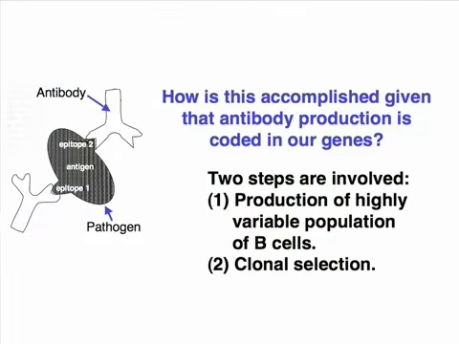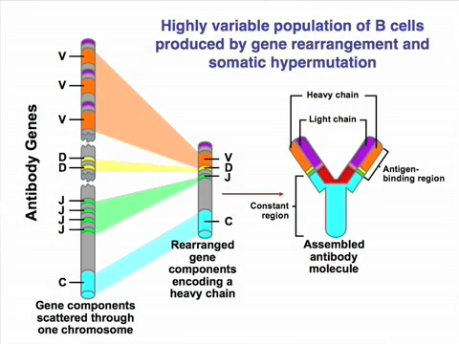So the way this is done is by producing, through a process of genetic recombination and mutation, a population of B cells in our bodies that are highly variable, and then choosing among that highly variable population those that are a better fit against particular pathogens. And I'm going to show you how this happens. Our B cells, which produce these antibodies, have in their genome the sequence of genes that encode the variable region of the antibody that is going to match the pathogen.